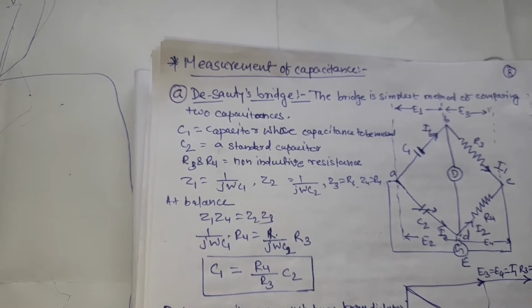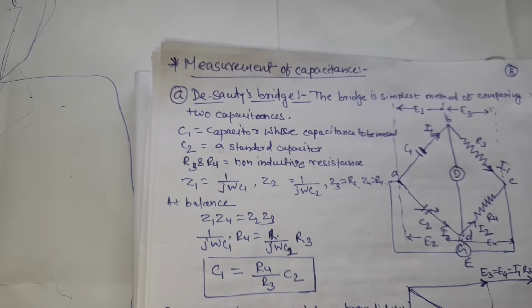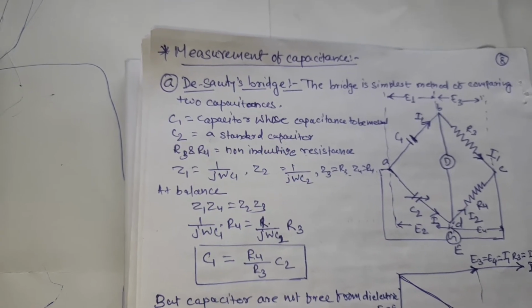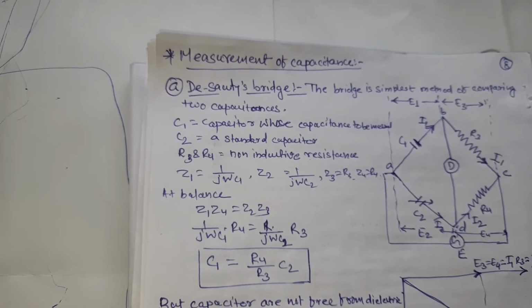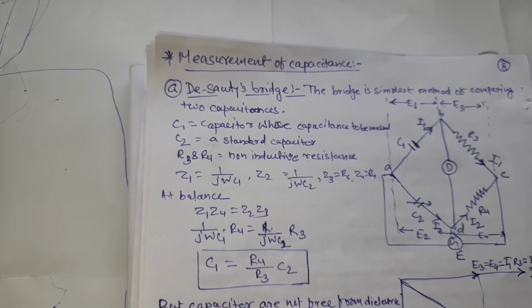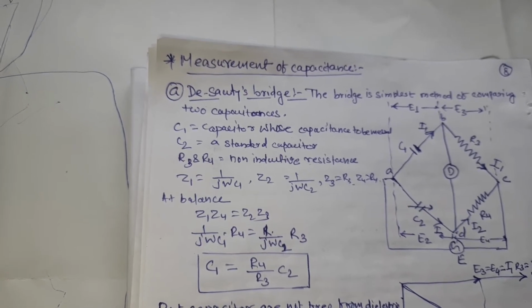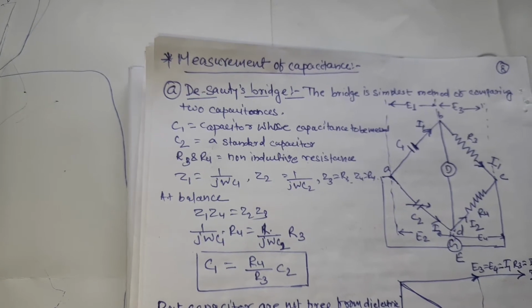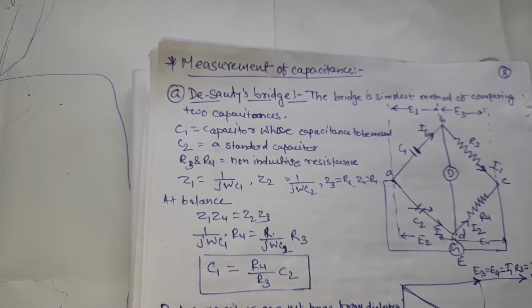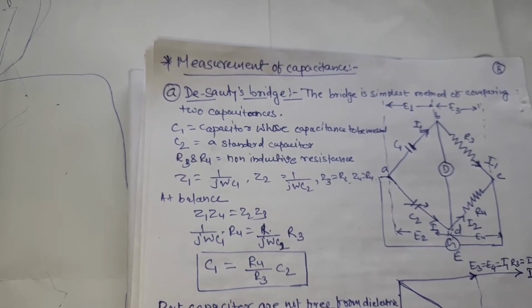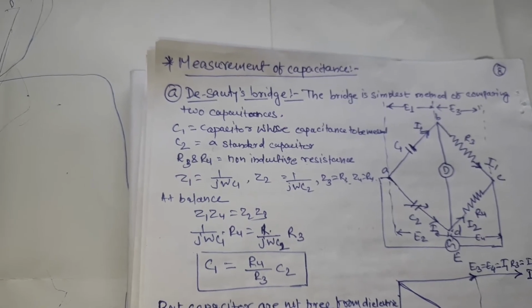In the last two videos, there were Maxwell's inductance bridge, Maxwell's inductance capacitance bridge, Hay bridge, Anderson bridge, and Owen bridge, and all of them have some advantage and disadvantage and application for the measurement of self inductance. Now, today we discuss the measurement of capacitance.